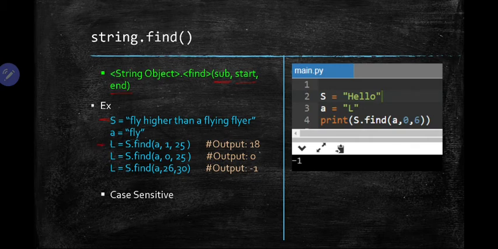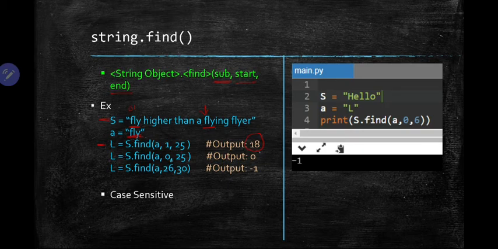So in this, I am trying to find this substring fly in string S starting from index 1. So F is at 0 and at 1 it is L. Since we are searching fly, it will not match this first occurrence because we are not starting from index 0. The next fly is present here, so it will return the index of F, which is 18. So 18 will be returned.